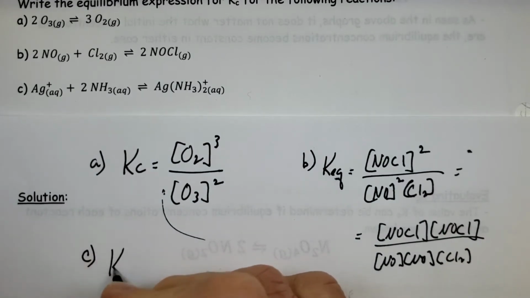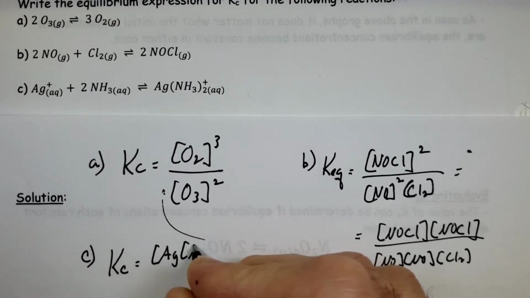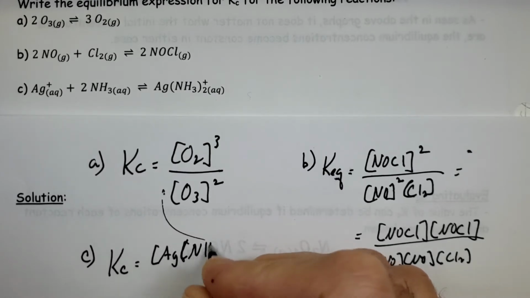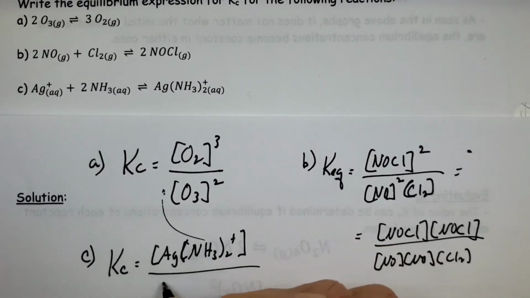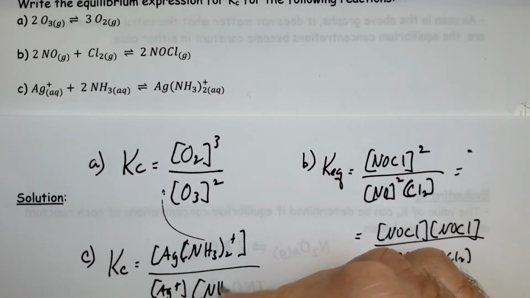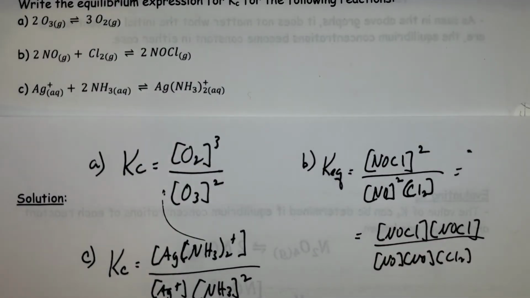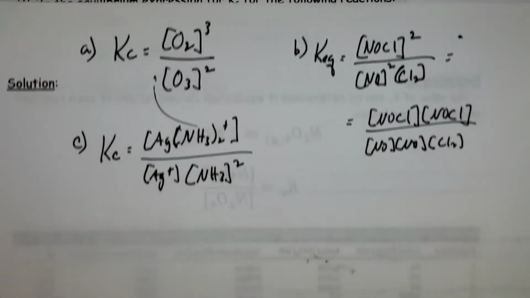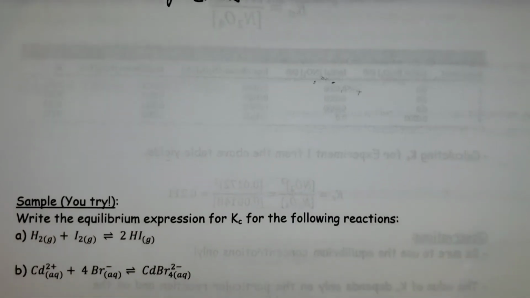C, Kc, Ag, NH3 2 to the positive, multiplied by Ag plus and NH3 all squared. That's it. That's all there is to it. So keep on trucking here. Maybe try to pause the video again and try these ones.